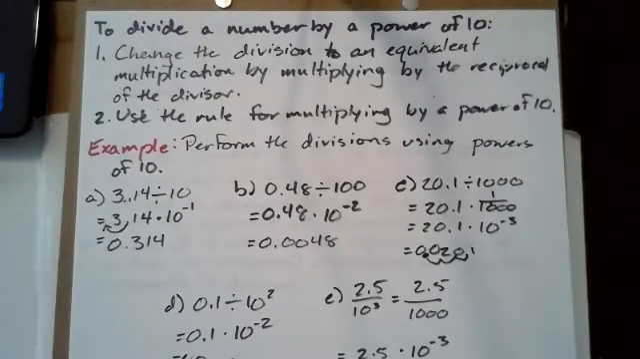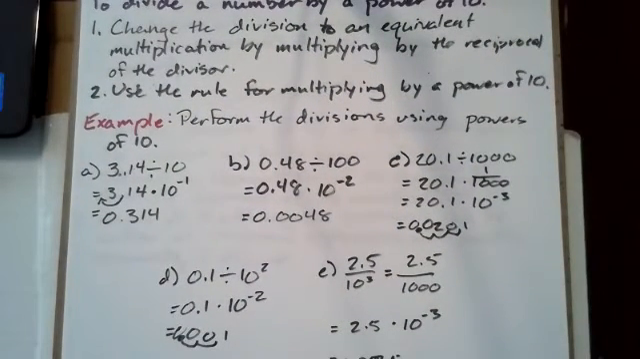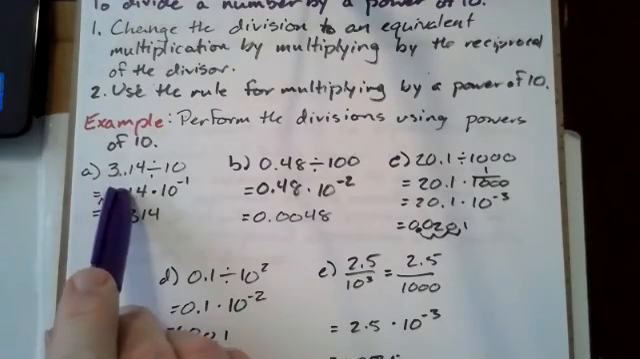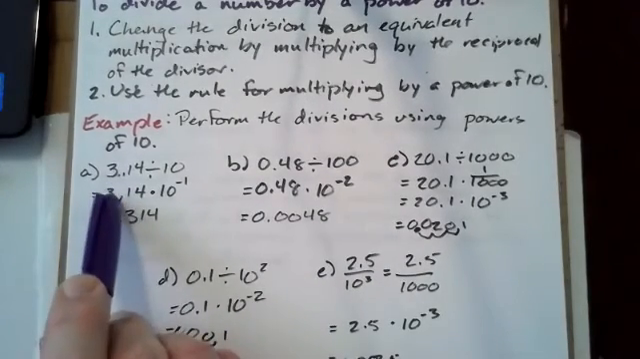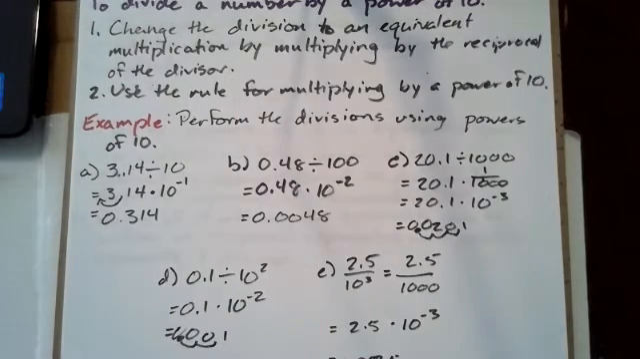To divide a number by a power of 10, change the division to an equivalent multiplication by multiplying by the reciprocal of the divisor. Use the rule for multiplying by a power of 10. So for example, we perform these 3 divisions using powers of 10. We've got 3.14 divided by 10. That's the same as 3.14 times 10 to the negative 1. So I just have to move my decimal point 1 space to the left. That gives me 0.314, or 314 thousandths.